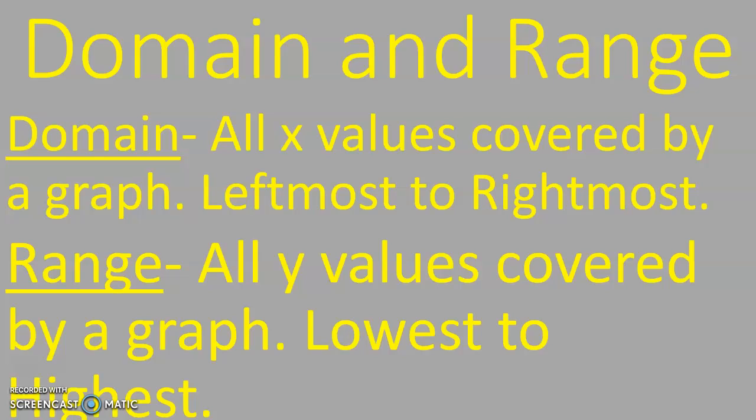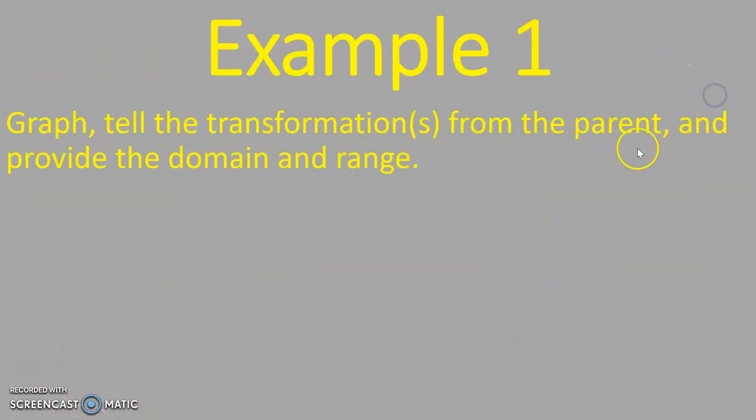Okay, so we're going to show you two different ways to show the domain and range. So look at a couple examples. So here at example 1, you're to graph, tell the transformation or transformations from the parent, which we've already pictured, and provide the domain and range. Okay, so this is the first example.